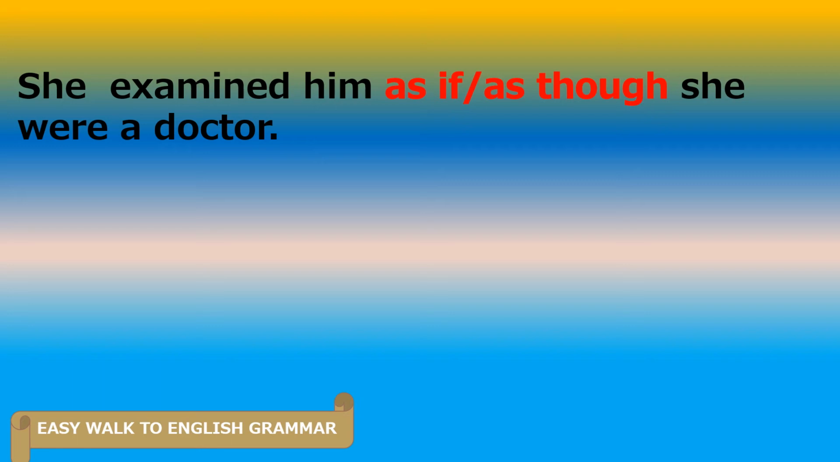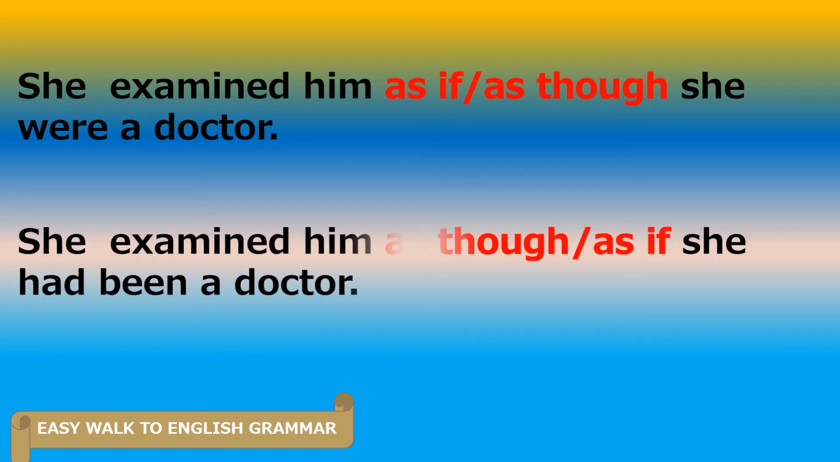But if we want to use as if and as though skillfully, we need to know minute differences in the application of as if or as though in different kinds of sentences. For that, we can move on to one more example, and that's: she examined him as though or as if she had been a doctor. And you can clearly see here, in the first sentence we used were, and in the second sentence we used had been.